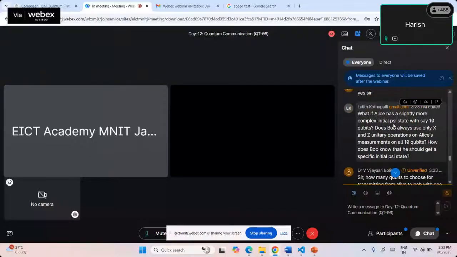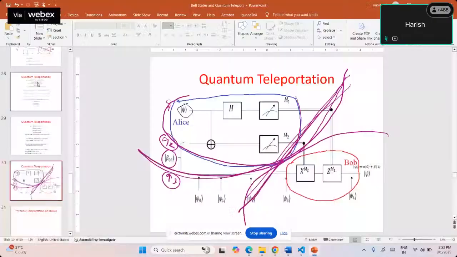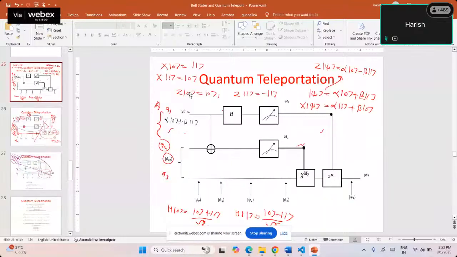Yeah. So this has a slightly more complex initial state. Okay. What we are talking about is a single qubit state. The single qubit state psi we are assuming as a generic psi state. Just see here. What we have assumed is that psi can be alpha times 0 plus beta times 1. So it is a general single qubit state.